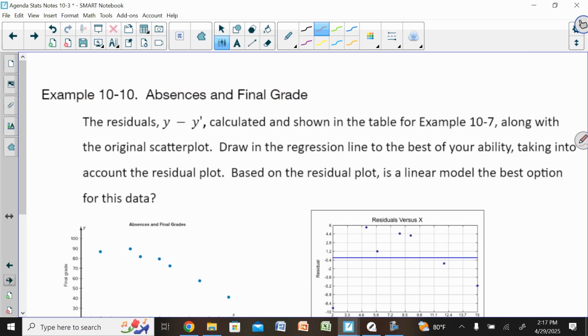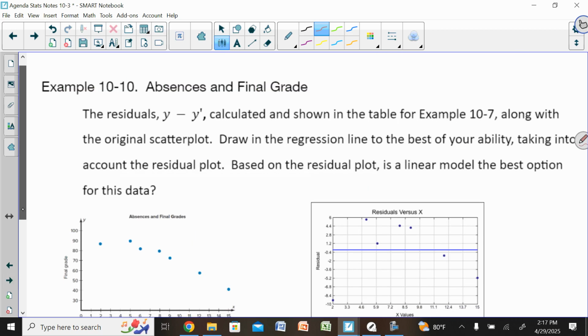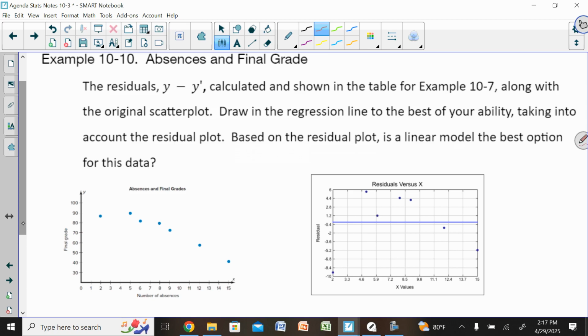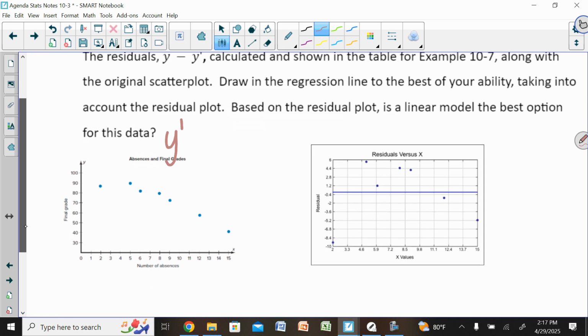All right, so absences and final grades, right back to it. So our residuals are calculated and shown in the table for example 10.7 along with the original scatter plot. So draw on the regression line. So we found our regression line, right? Our y prime equation, like 103 point something. So it was something like this maybe, probably a little better than that. Let me try one more time.